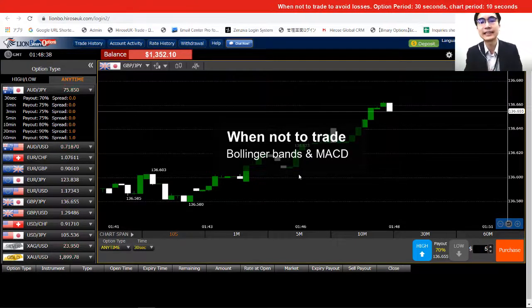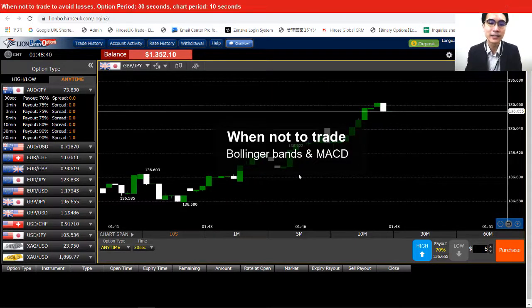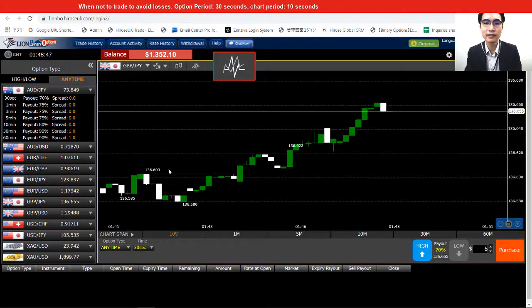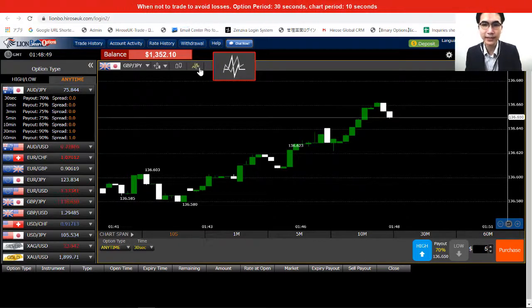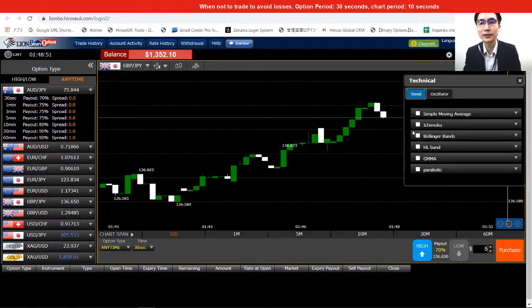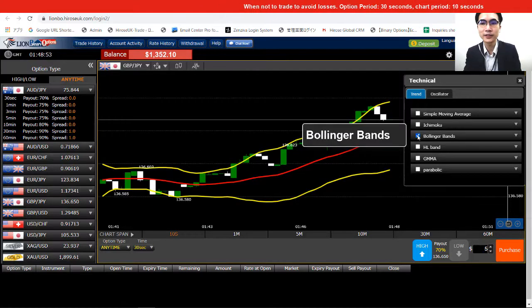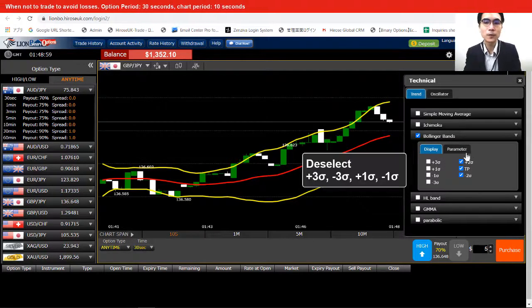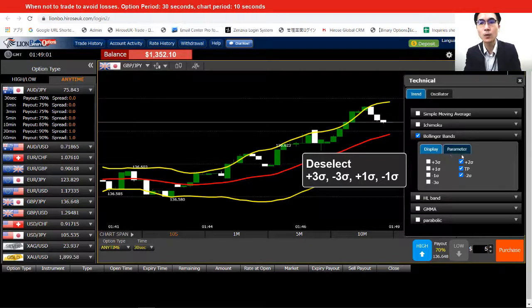So first, let's set up the technical indicators. Let's go to technical indicators, that little guy right there. Click on it, and then we will select the Bollinger Bands. Click on Bollinger Bands, and then open the drop down. I already selected all the lines on the left, and keep the one on the right.